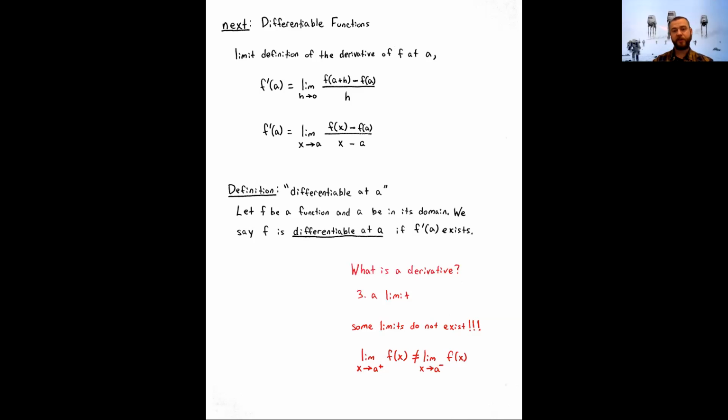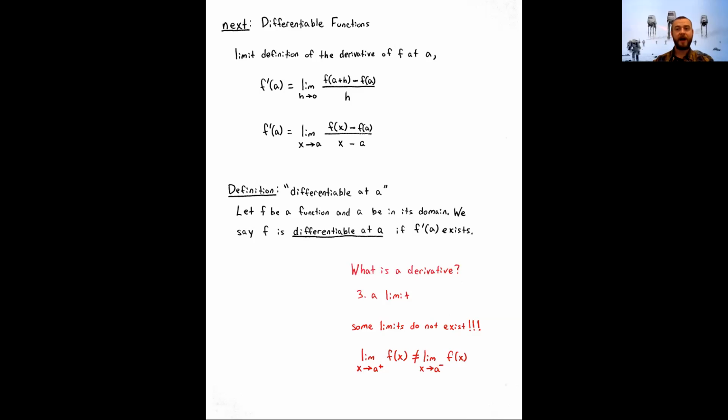All right, so what is the connection here? A derivative is a limit. Well, we recall that some limits do not exist. And that's going to lead us to interpreting that a derivative, f prime of a, might not exist. This new definition would say it's possible for a function to be not differentiable if a certain limit, the limit definition of the derivative, does not exist.